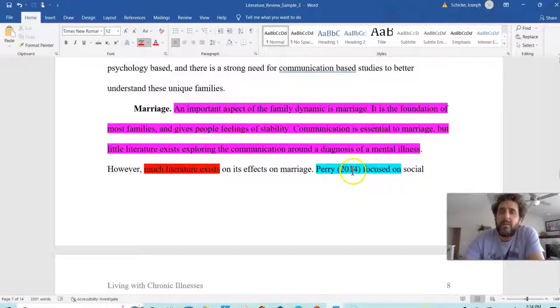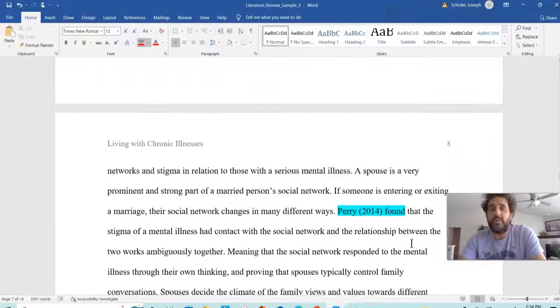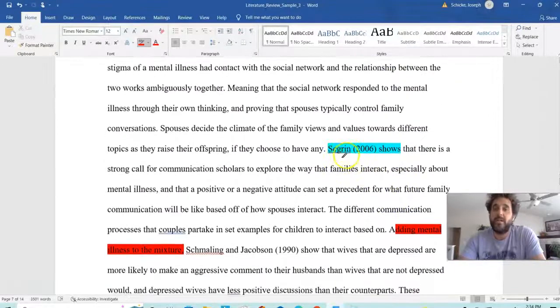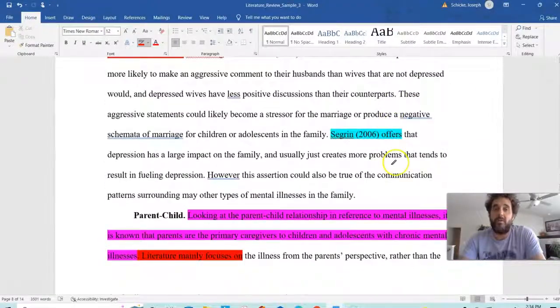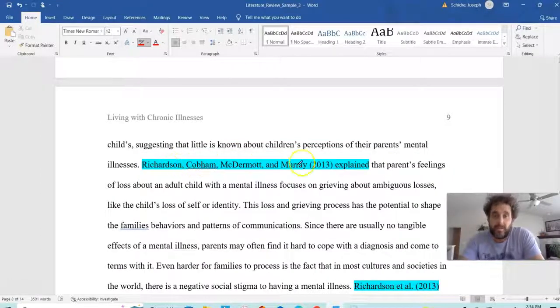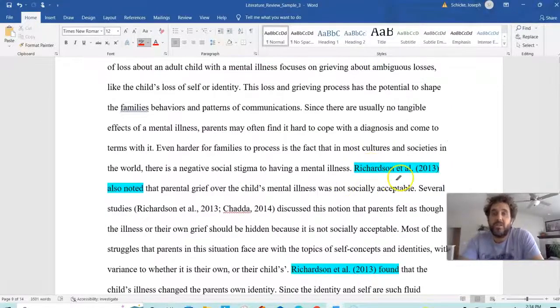Let's move on to the blue and the red. So the blue is just introducing sources. I call them signal phrases. Perry focused on, Perry found, Segrin shows, Segrin offers, these people explained, Richardson et al. noted. What does et al. mean? I will tell you. Et al. means Richardson and his or her many colleagues who also wrote that paper with Richardson.